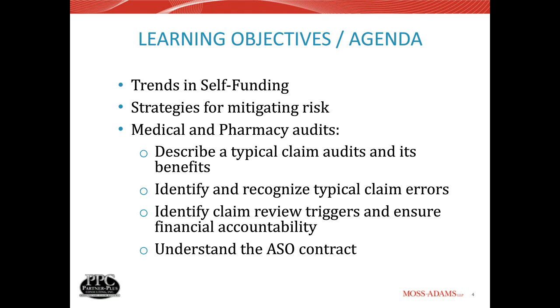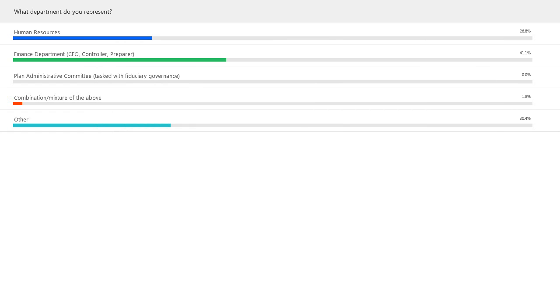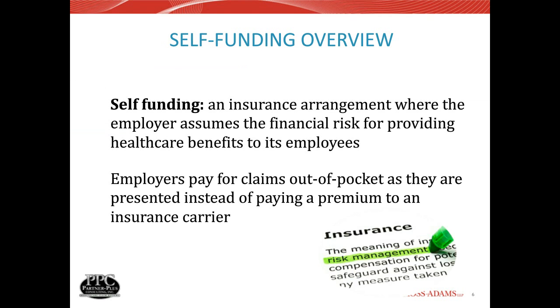This is always tricky, how long we wait, but I think take a look soon. Okay, so we have a great mix, but it looks like we have a lot of finance folks, no fiduciary governance, and a small percentage of combinations, but definitely human resources and finance is represented, and often we see they have to work together in making sure participants are well served. So I'm going to turn it over to Will now. Thanks, Will.